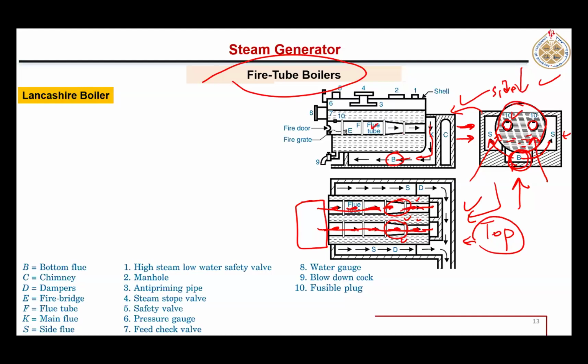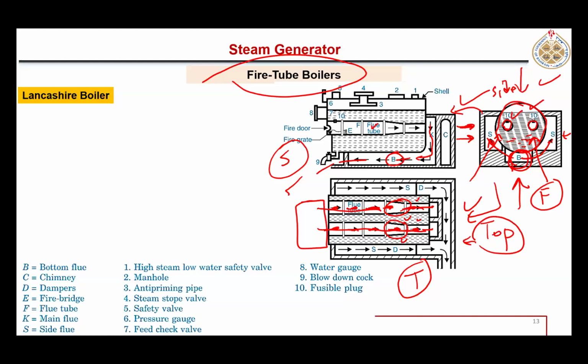So if I say this is the side view, this is the top view, then I would say this is the front view or cross-sectional view. Now those gases coming out from the bottom travel from the sides of that vessel, and then finally leave through the chimney. Okay, so let me show you some other pictures.